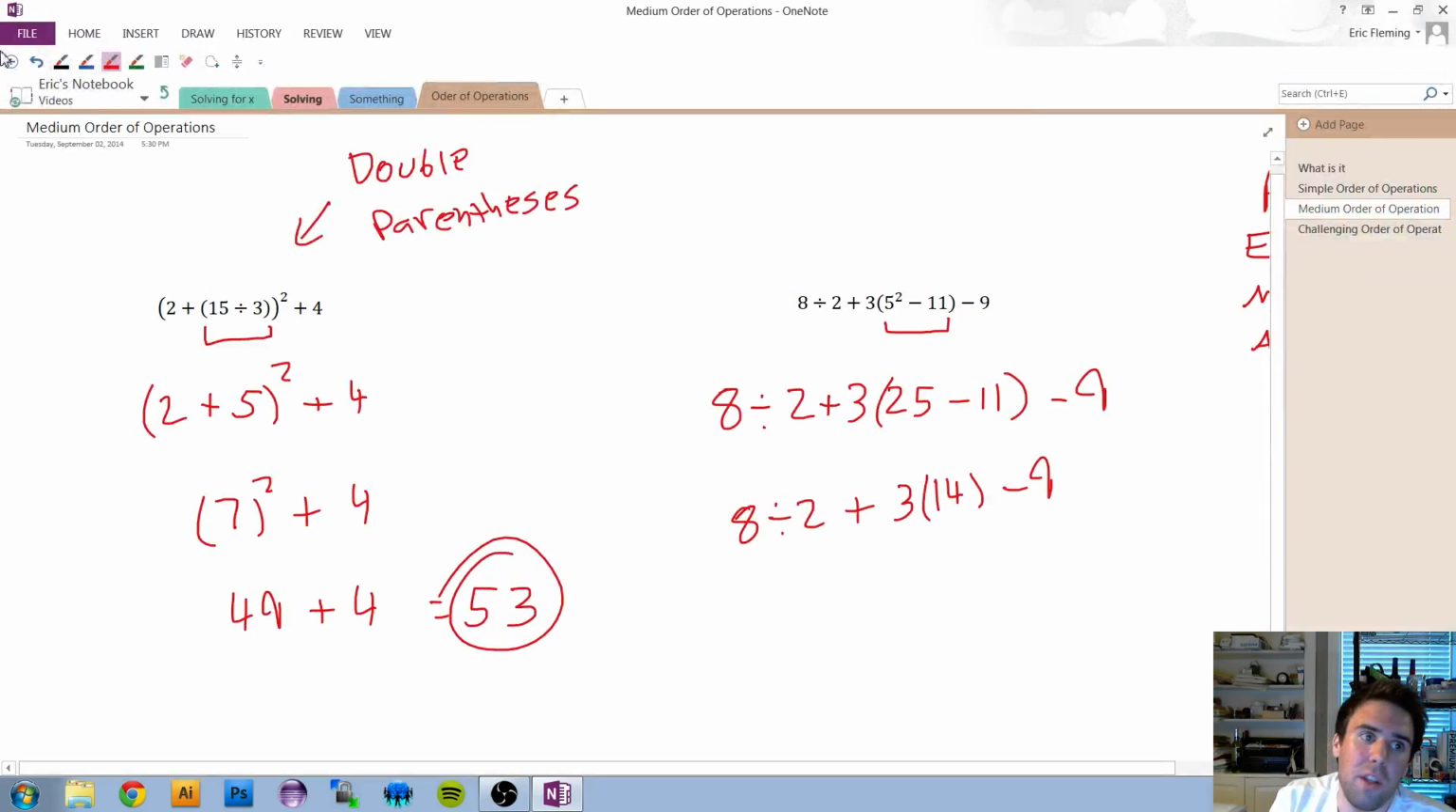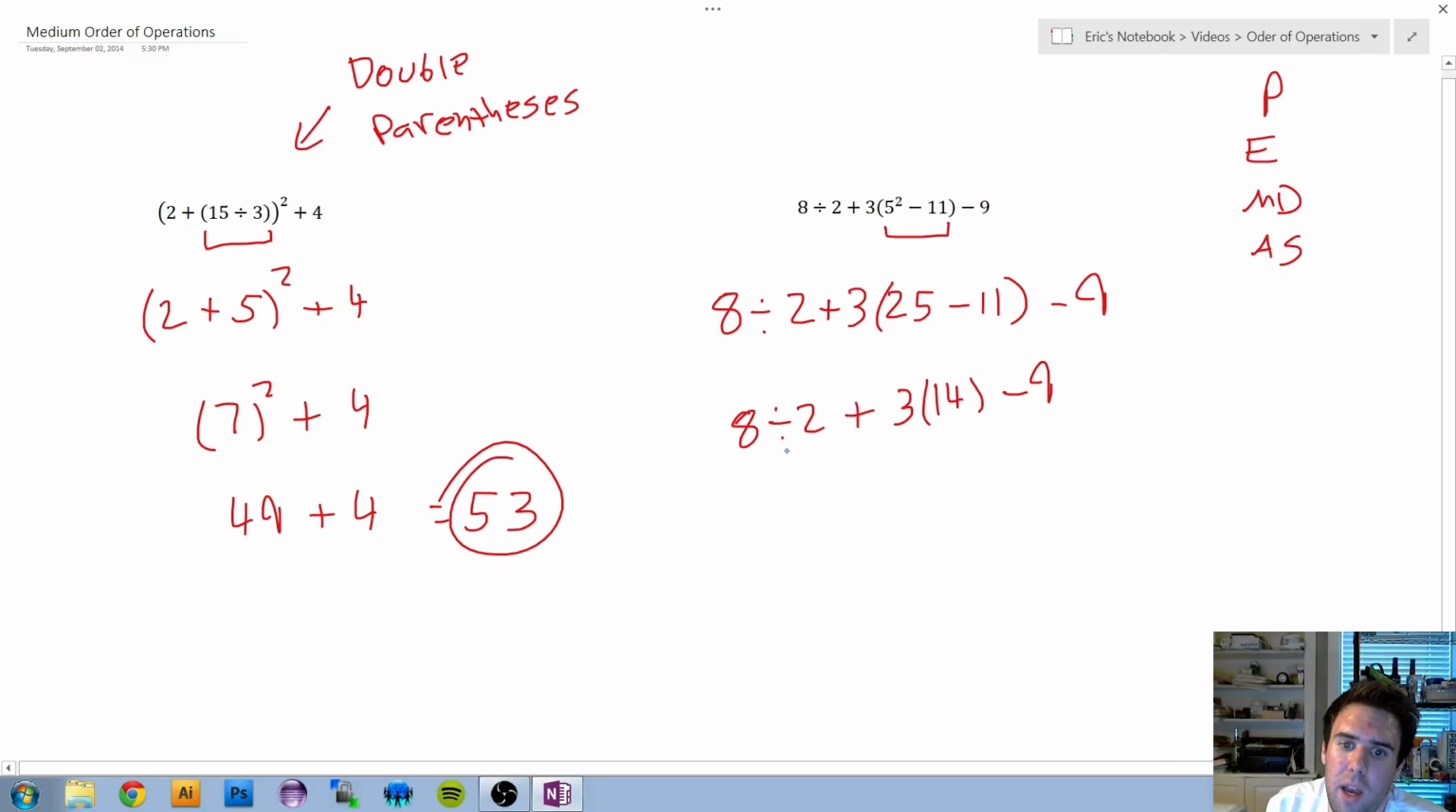Here, this is a case where I notice two things. I have division, and I have some multiplication I can take care of. And since they go together, it doesn't matter which one I do. I got this plus sign. So I'm going to call that 4. I'm going to multiply 30 and 14 together. That gives me 42. And I got this minus 9 there.